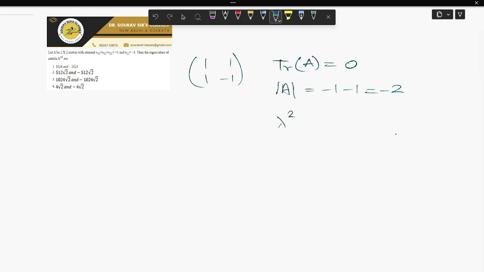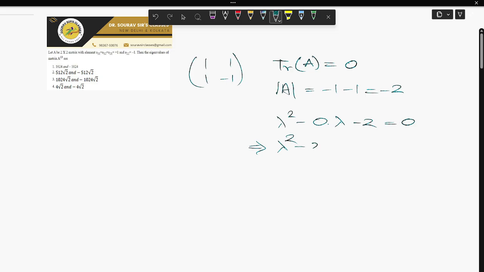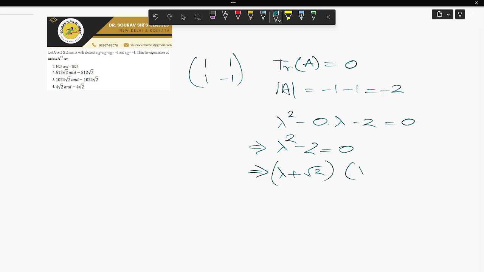So the characteristic equation will be lambda square plus 0 into lambda minus 2 equals 0. So our given equation is lambda square minus 2 equals 0. Now finally we will get lambda plus root 2 into lambda minus root 2 equals 0. So the eigenvalues of the given matrix A are plus minus root 2. Now we have to find the eigenvalues of the matrix A to the power 19.